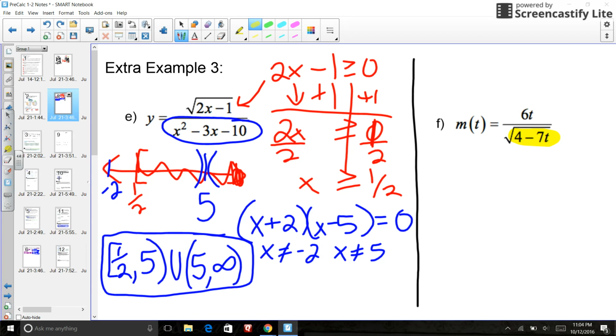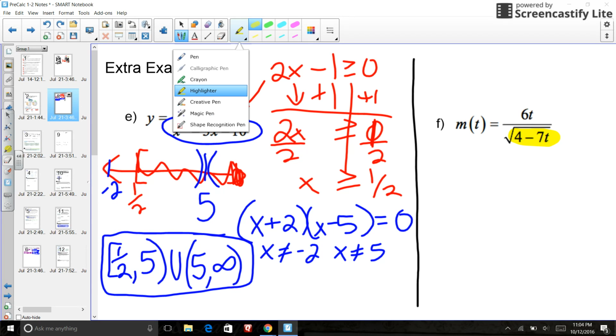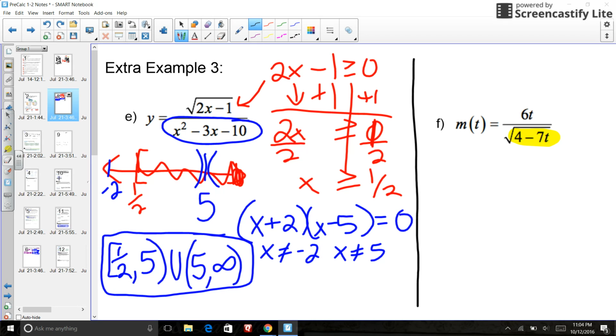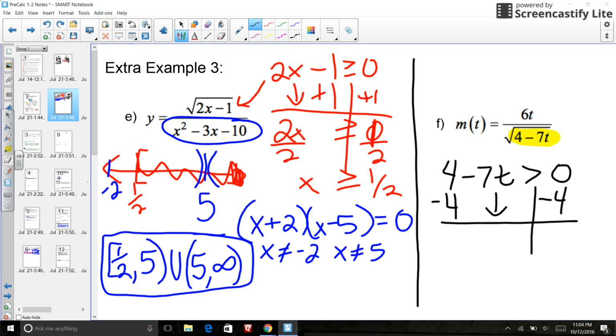Because you can't have 0 on the bottom, I'm going to pull that out and say 4 minus 7t has to be just flat out bigger than 0. It can't be equal to 0 either. So I lay out my line. How do I undo 4? I subtract 4. So I drop down, I've got negative 7t is greater than negative 4.